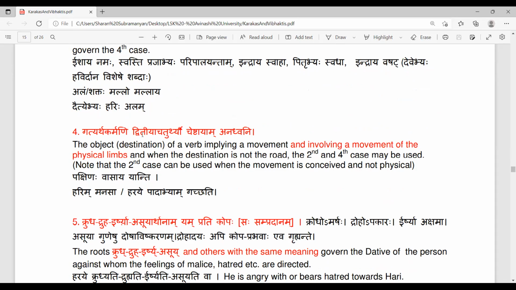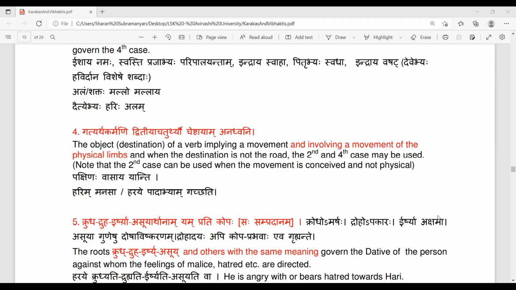The object, karma is object, karmani, a karma of a verb implying a movement and involving a movement of the physical limbs. And when the destination is not the road, anadvani, not a road. Advan means road, path. When the destination is not the road, then the second and fourth case may be used. Note that the second case can be used when the movement is conceived and not physical. Example, Pakshinaha Vasaya Yanti. Birds move for Vasaya, for living.